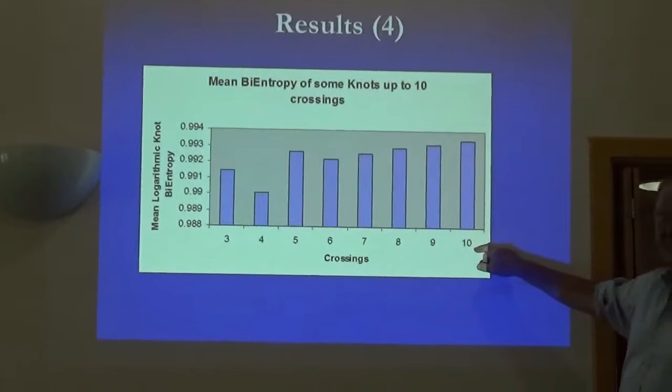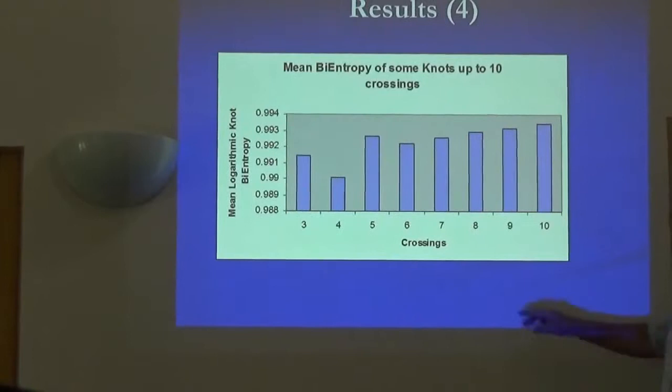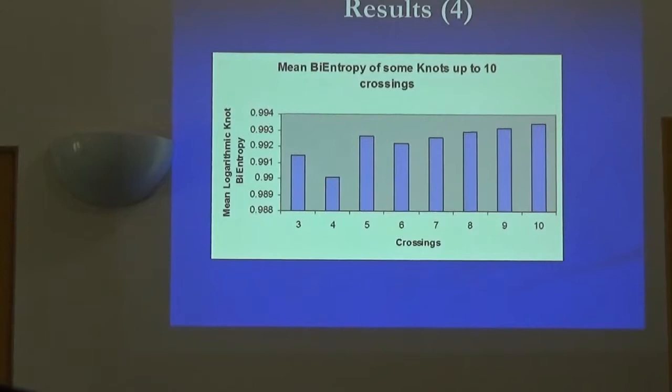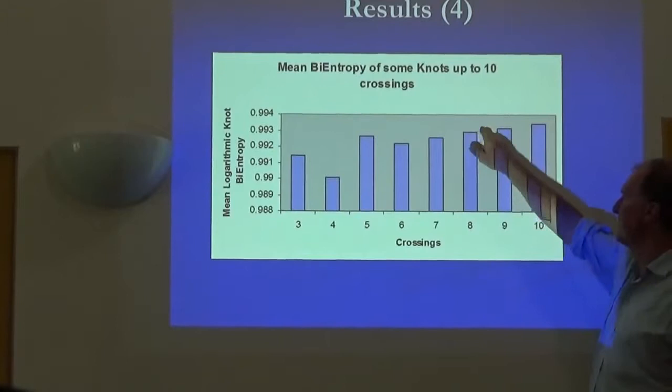But there's only one version of four. Right. There's only one knot with four crossings, and there's only one knot with three crossings. But the BiEntropy of four is less than three, is that to do with it being. It's just an artifact. These are statistic averages.